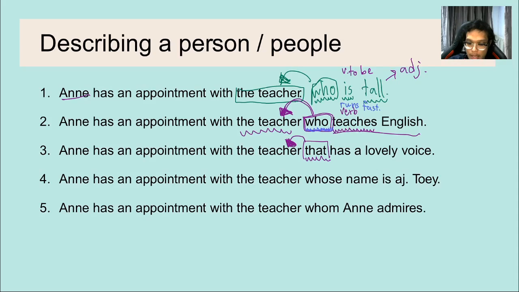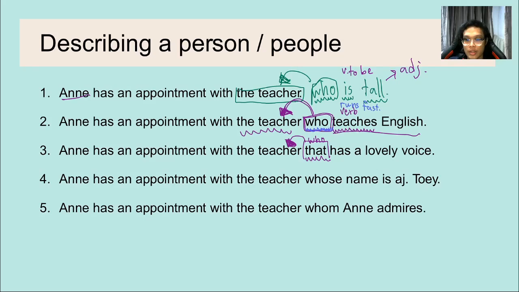See, we can use that. Or if you don't want to use that, you can just use who again as well. Anne has an appointment with the teacher who has a lovely voice. It shows the same meaning. It means the same thing. So you can use either that or who to convey the same meaning: who has a lovely voice, that has a lovely voice. And what about number 4?